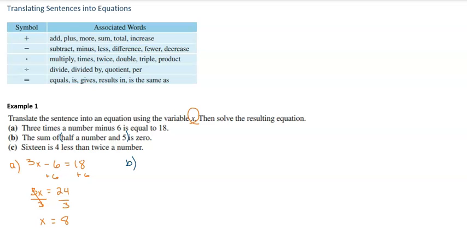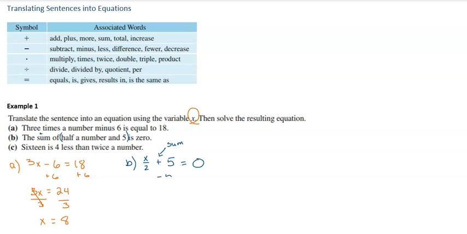The sum, that means add. So the sum of half a number and 5. So half a number means x over 2, or you could say 1/2 x, either one. So half of the number and 5. So that's the sum right here. This is sum. That means equals 0. So now we're going to solve it.